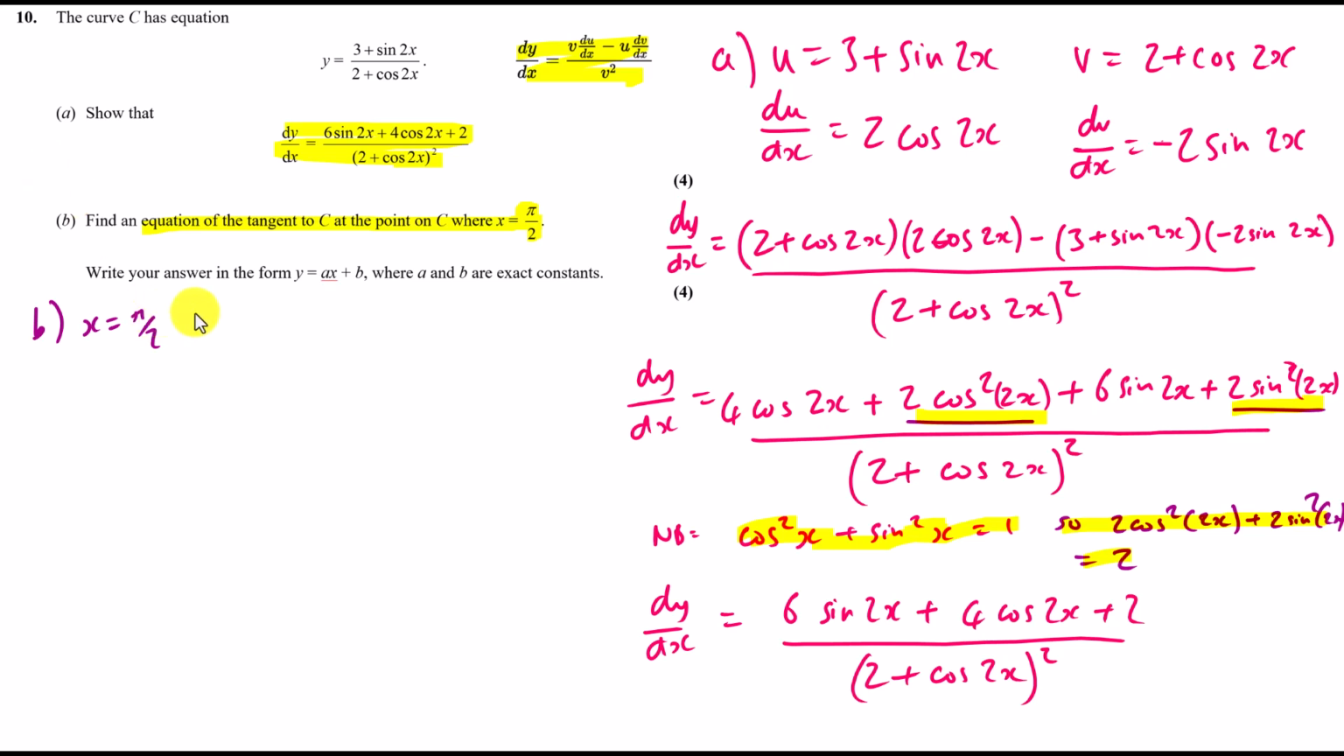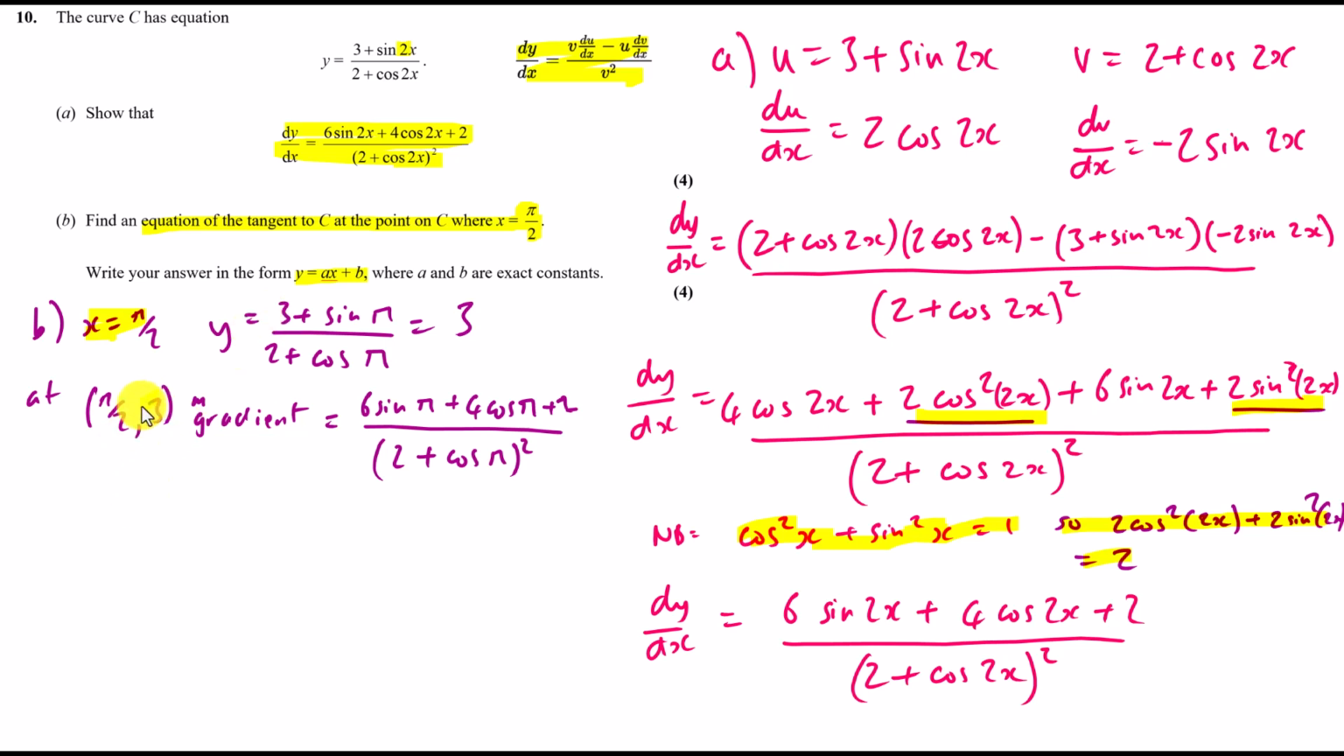For part B, x equals pi over 2. So we need our y coordinate as well, because we're doing something in the form of y equals ax plus b. So we substitute this into our original y formula above, which gives us pi, because pi over 2 times the 2 here gives us pi. So at pi over 2, your y coordinate is 3. Now remember, our gradient function is here, so we substitute our pi over 2 to find the gradient at this point, and that gives us minus 2.